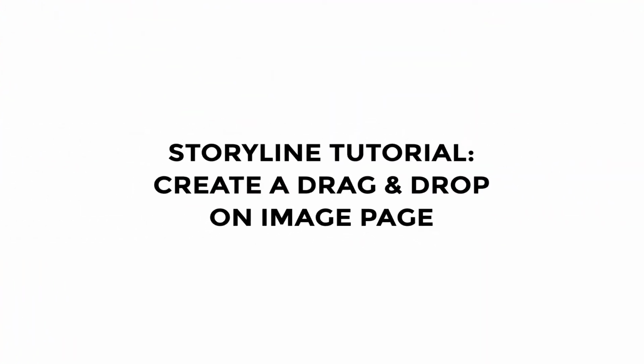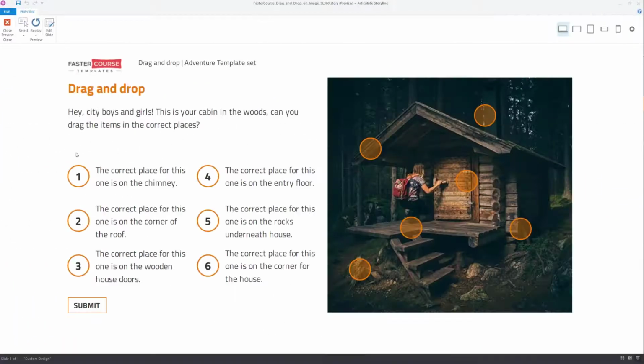Storyline tutorial, create a drag and drop on image page. Hi there, this tutorial will explore the process of creating a simple drag and drop on image example in Articulate Storyline 360. If you'd like to explore this example on your own, you can download the source file for free by clicking the link in the description box below. We'll use Storyline 360 for this tutorial, but the freebie is compatible with Storyline 2 and Storyline 3 as well.